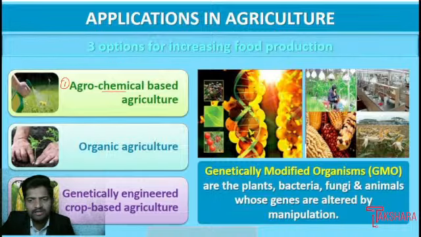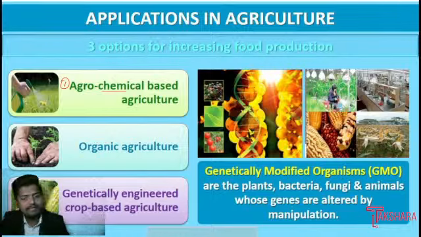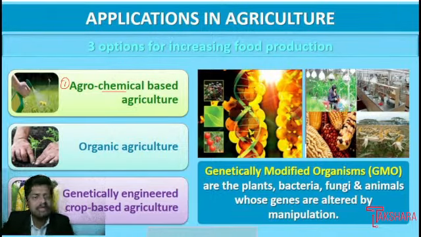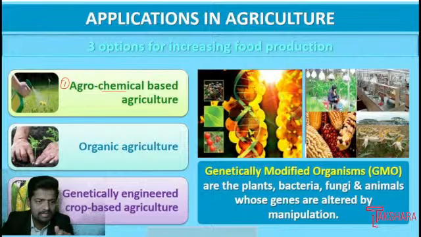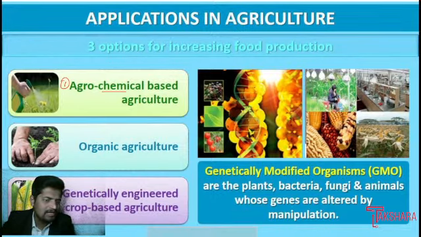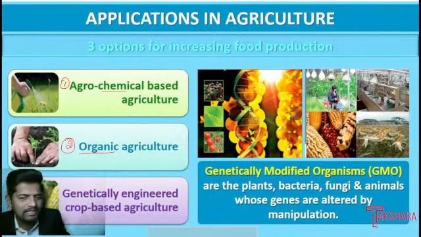Agrochemicals are nothing but chemicals used for the control of pests, insects or any kind of larvae. We just have to spray some chemicals on the plant or the organism, and automatically that insect will be dead with the interaction of the chemical structure. So that is agrochemical-based agriculture. And the second type of agriculture is organic agriculture.